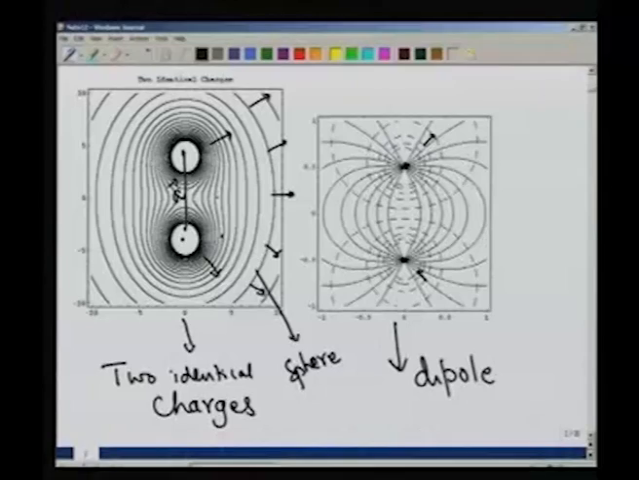What I would urge you to do is to go back, write down the expression for the potential coming from this, write down the expression for the potential coming from the dipole, take the gradient and study the properties of the fields.